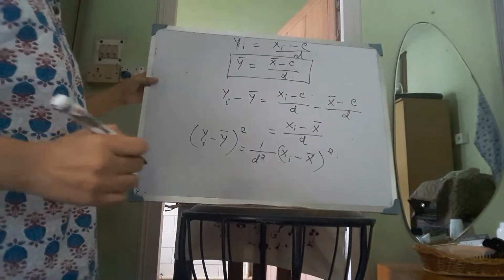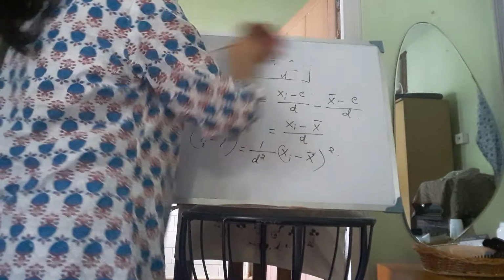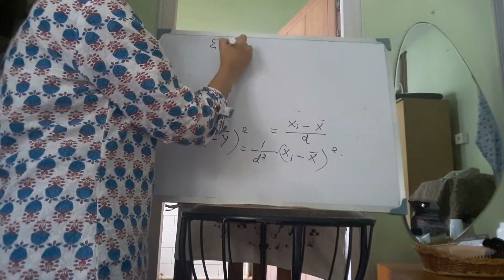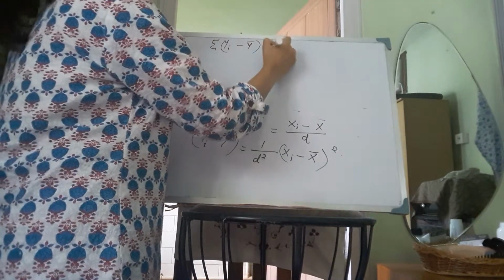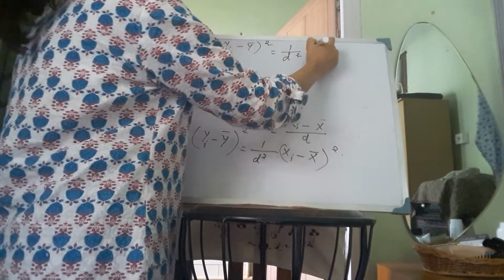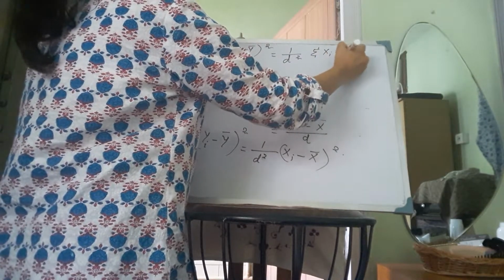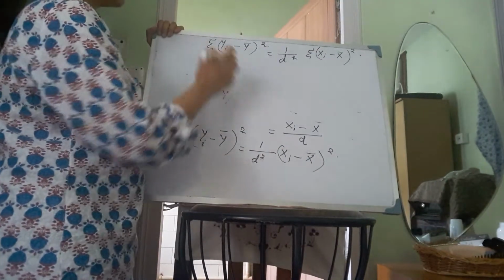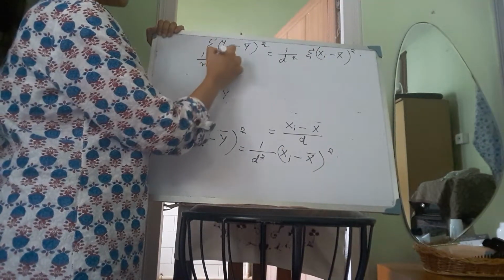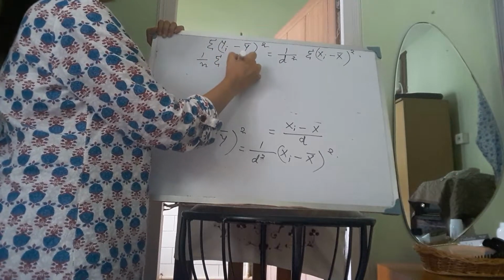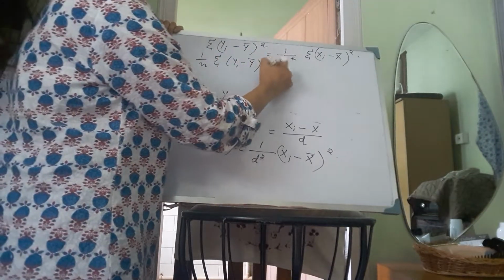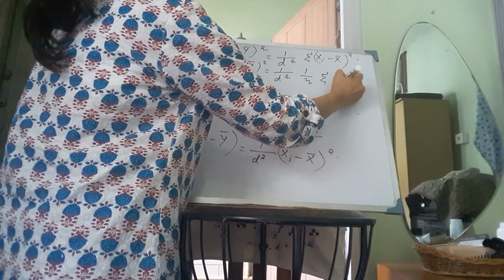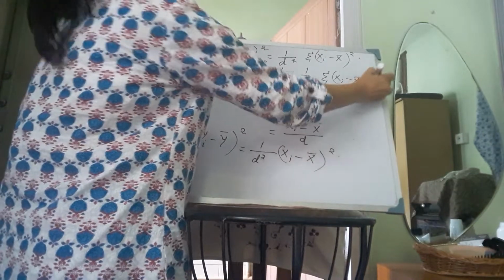Now we are taking summation on both the sides. So by taking the summation, we are getting summation of yi minus y bar whole square is equal to 1 by d square summation of xi minus x bar whole square. Now we are dividing both the sides by n. So by dividing both the sides by n, we are getting 1 by n summation of yi minus y bar whole square is equal to 1 by d square, 1 by n summation of xi minus x bar whole square.